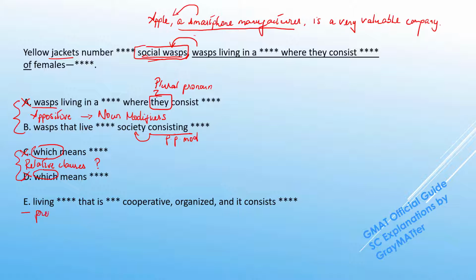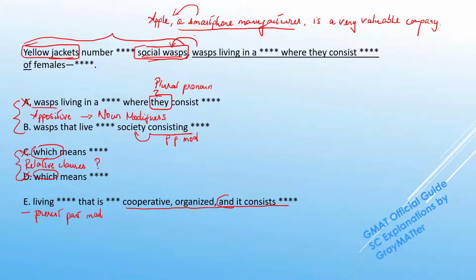Now in E, we have a present participle modifier put at the end of the clause. Remember that a present participle modifier at the end of the clause modifies the entire clause in front of it and applies to the subject of that clause. So, living in a society that is cooperative, organized, this construction modifies the clause in front of it that yellow jackets number among the world's social wasps, and of course applies to the subject yellow jackets, and that might seem to make sense, but the real problem is in this list.